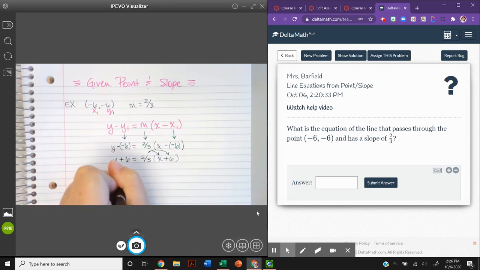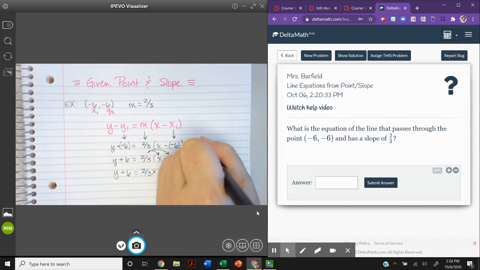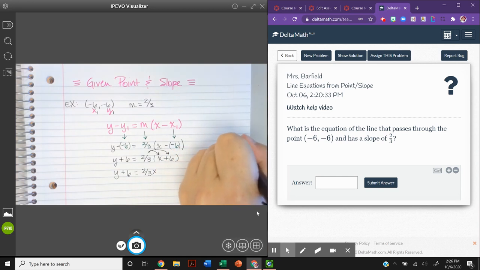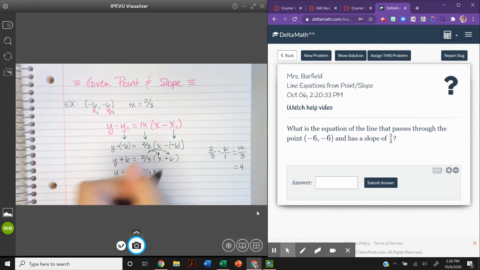So y plus 6 equals 2/3 times x is just 2/3 x. Now, 2/3 times 6. Well, that's 2/3 times 6 over 1. So 2 times 6 is 12. 3 times 1 is 3. And then 12 over 3 is 4. So plus 4. Some of you need to practice your multiplying fractions. But that's all you had to do for this problem.